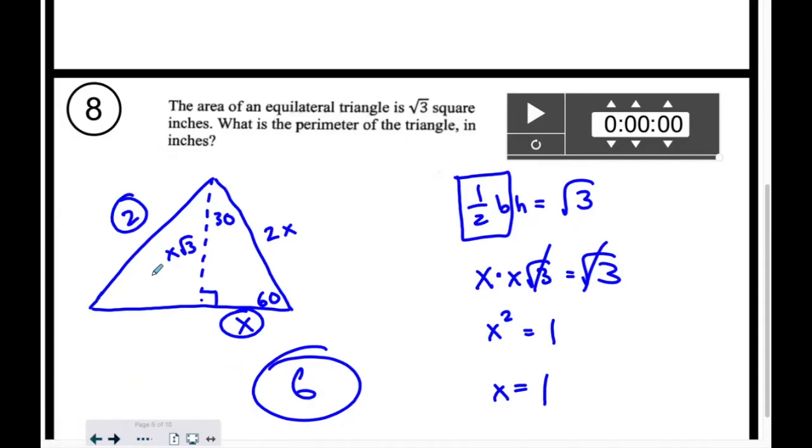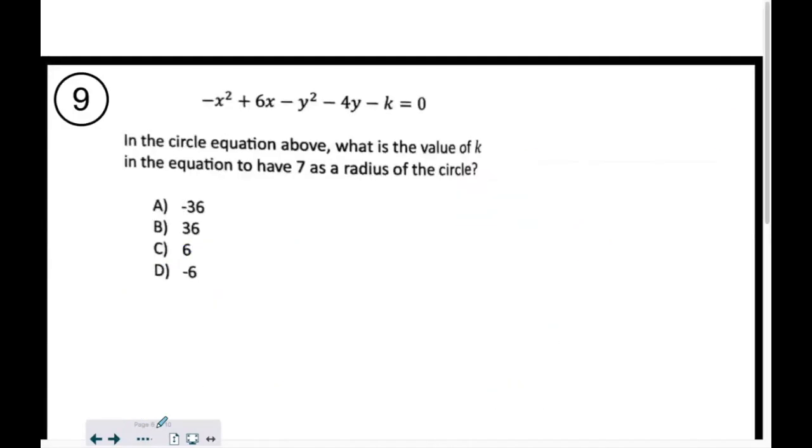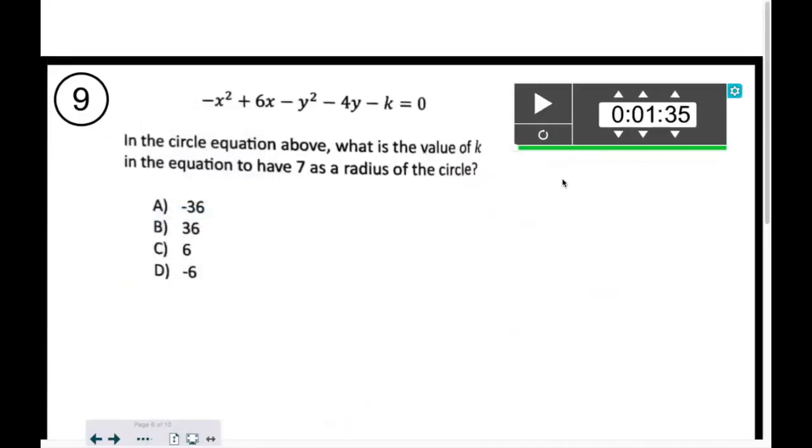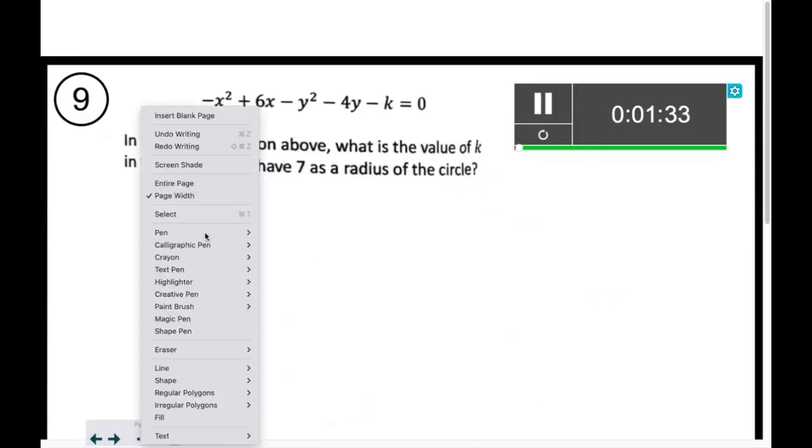All right, so the other topic I wanted to go over was the standard form of a circle. So we had a question submitted earlier. So I want to go over a couple of others related to that. All right, so I'll give you time to try this one.